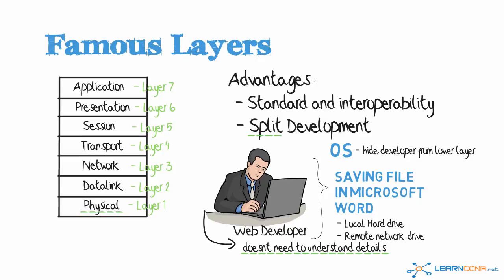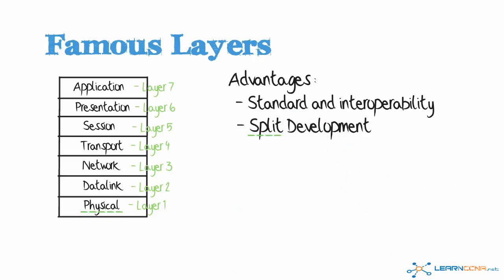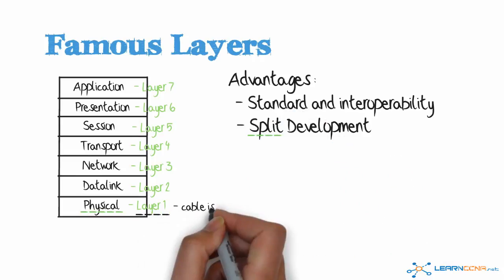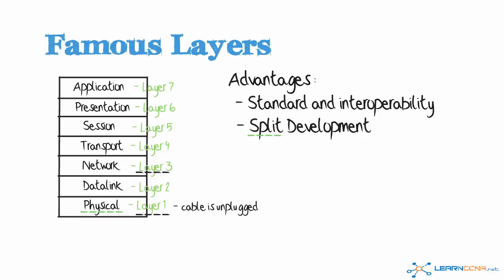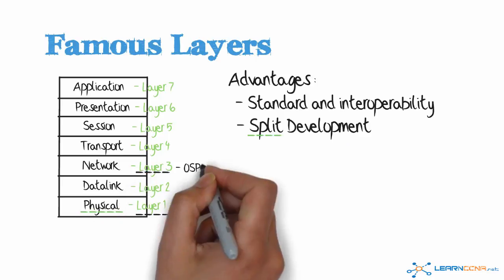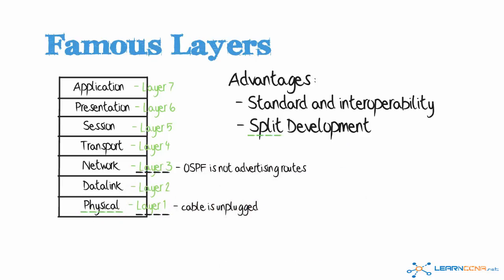Now, as I've mentioned, from a troubleshooting point of view, the OSI model is going to make your life a lot easier, especially when discussing network issues with other engineers. We'll be able to determine, as an example, if a problem is a layer 1 problem, so a cable is unplugged, or it's a layer 3 issue. Let's say OSPF is not advertising routes. Or if it's a layer 7 issue, your FTP service may have stopped, or there may be a bug in the application.